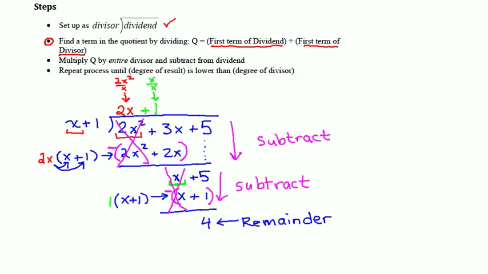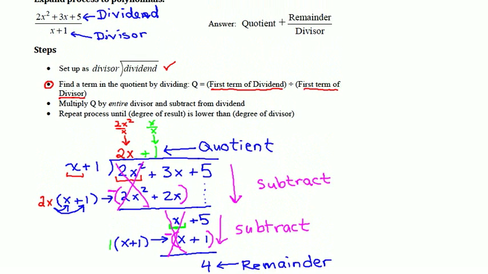And I'm going to write my answer as quotient plus remainder over divisor. This 2x plus 1 is my quotient. So when I write my answer in this form, quotient plus remainder over divisor, it looks like 2x plus 1 plus a fraction line. My remainder is 4, and my divisor is x plus 1. This is now my final answer.